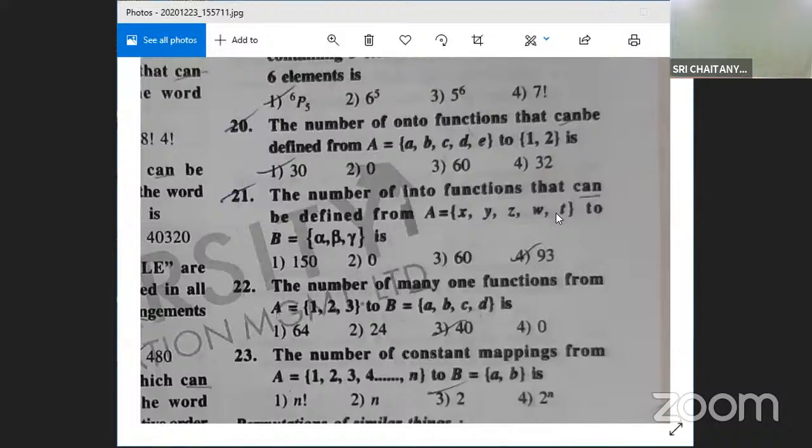Yesterday we went through that 20th problem. How many onto functions can we write from A to B? Right? The number of onto functions from A to B is 2 power n minus 2.